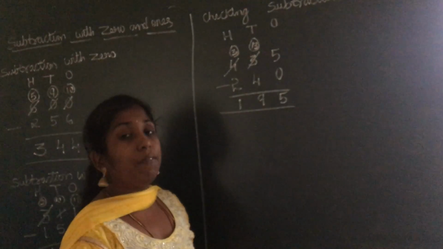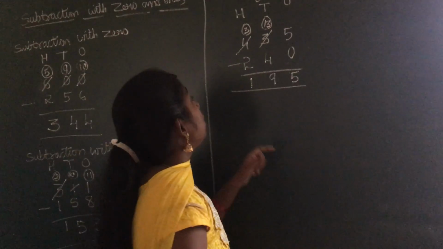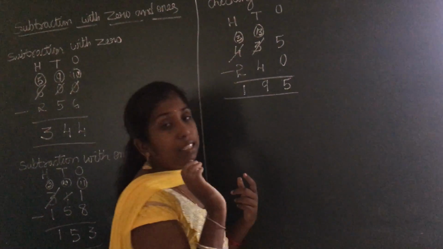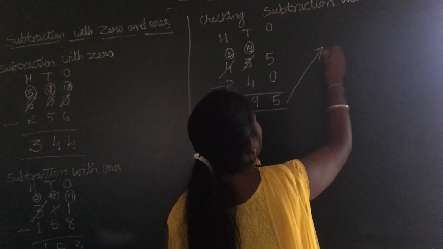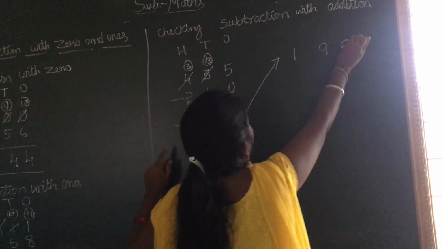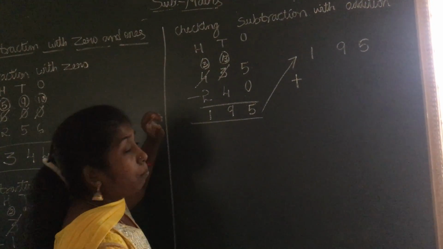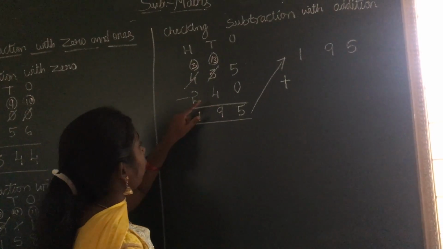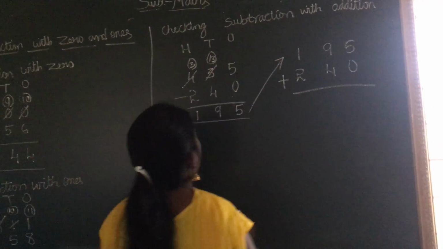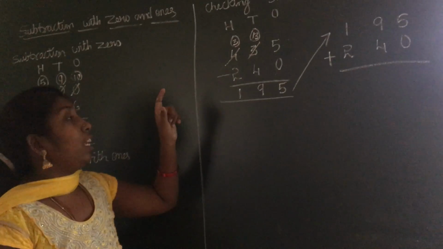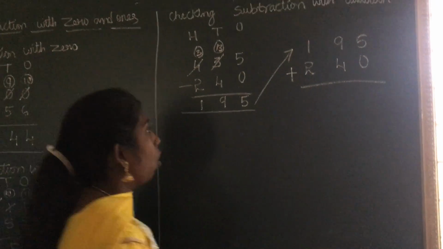So we have to check whether the answer is correct or wrong. So what is the bigger number? 435. Right? So we have to add the answer we got to the smaller number. The answer we have got is 195, then plus the smaller number, 240. We have to get 435. If we get 435, it is the correct answer, or else it is wrong.